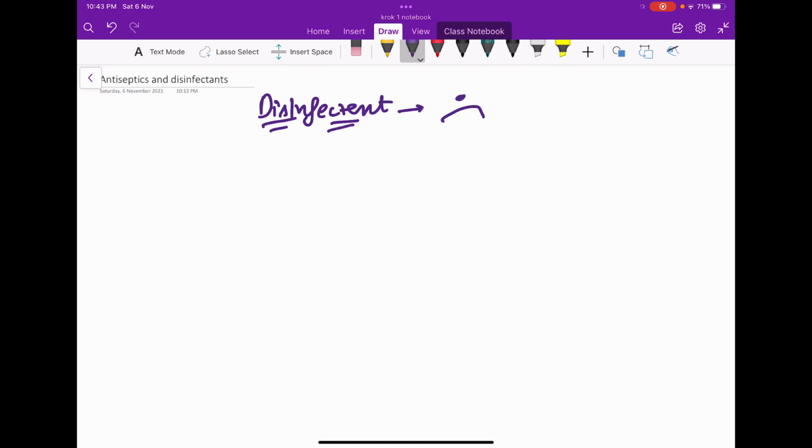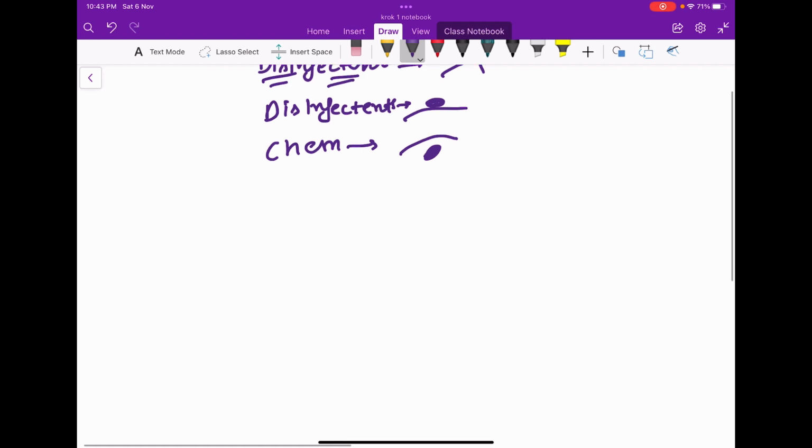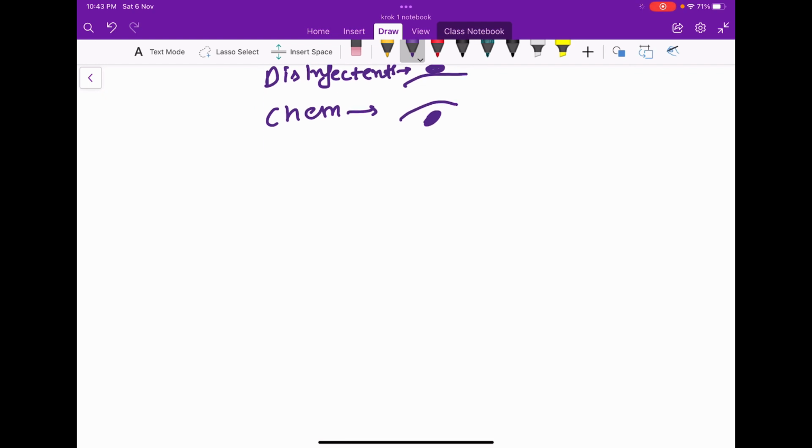Okay guys, thereafter what are antiseptics? These act on the surface of the body. These are disinfectants. And thereafter chemotherapeutics. These exert their effect inside the body. Okay, so then let's start with the topic. Thereafter, let's talk about antiseptics and disinfectants.